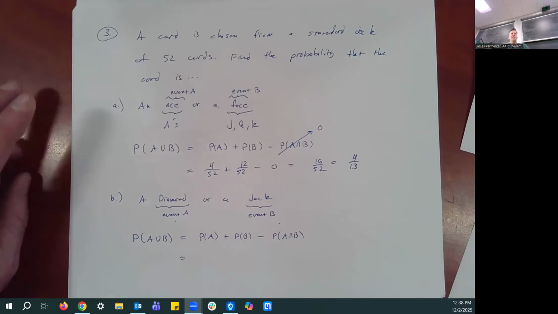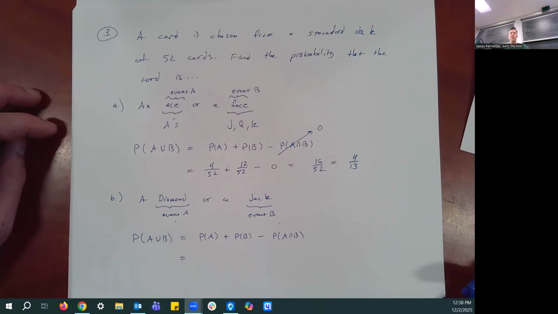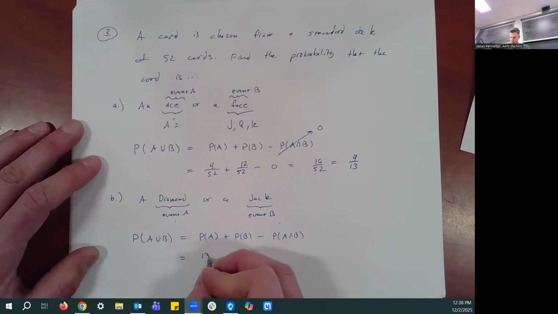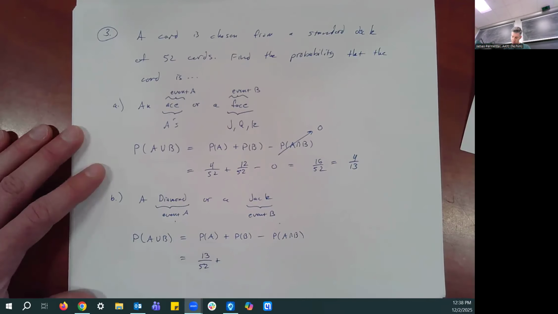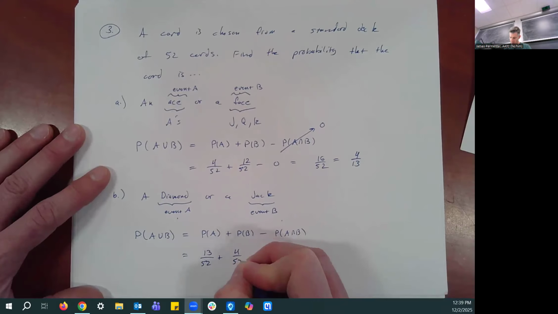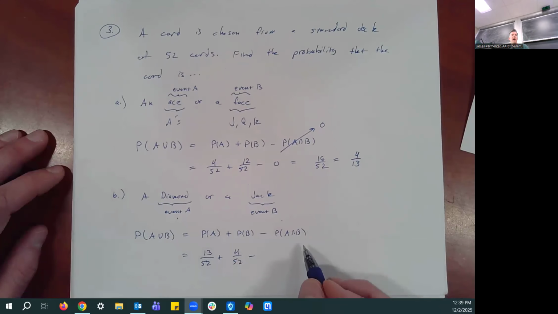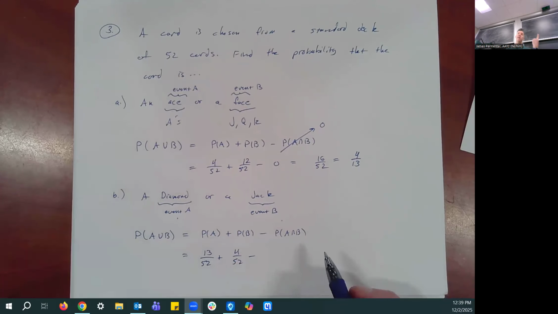All right, how many diamonds are there? Right, everyone's favorite lucky number. 13 out of 52. How many jacks are there? 4. How many cards are there that are both a diamond and a jack? 1, the jack of diamonds.